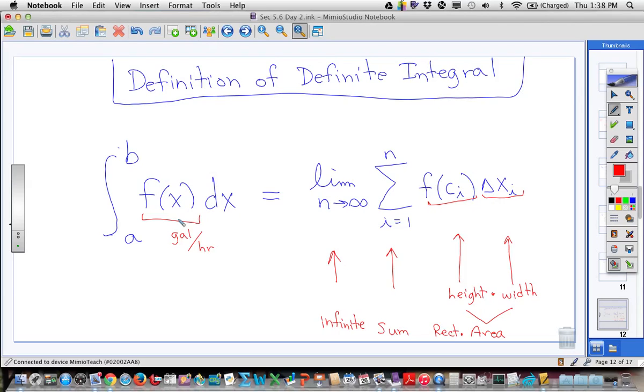Remember, because that's how we do a derivative graph. You had hours down here, gallons per hour up here. So gallons per hour would be the height. Hours would be the x. So the dx would be hours. So we could see that really what's going on is we would be adding up little rectangles that would represent gallons. They'd be gallons per hour times hours, which is gallons, and the integral then is adding them up.